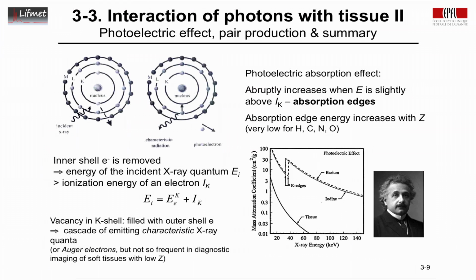Interestingly, the photoelectric effect is what Albert Einstein received the Nobel Prize for. It was not the Einstein-Stokes relationship for diffusion, and it wasn't special relativity, it was the photoelectric effect that he was awarded the Nobel Prize for in 1921.